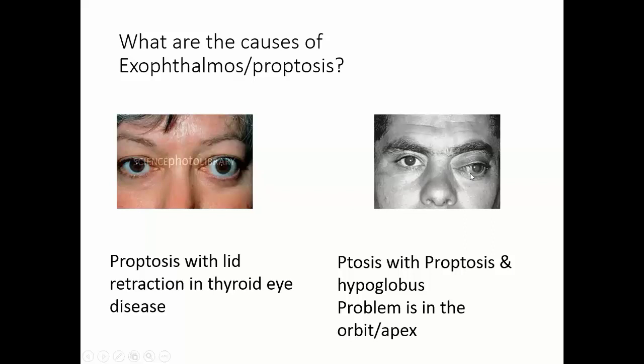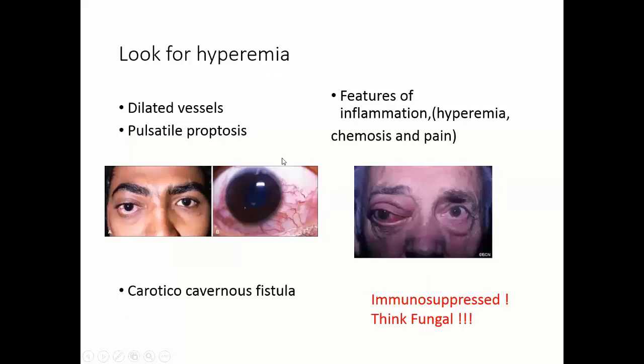And sometimes, as in this particular case, there is a globe position abnormality also. The globe has moved down. There is a hypodeviation or a hypoglobus. And this is usually associated with a problem in either the orbit, orbital malignancy, or some inflammatory mass, or a similar disease at the orbital apex. Right, I told you to look for hyperemia. This is why. In this particular case, there is proptosis, a bit of ptosis, and then there is hyperemia, Cox-True vessels, vascular dilatation in the anterior segment.